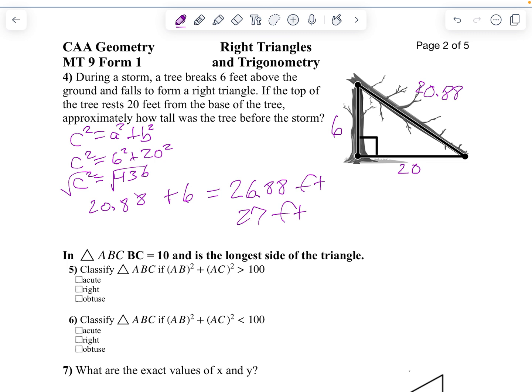Now, on questions 5 and 6, BC is along the side, and that's 10. So I want to compare c squared with a squared plus b squared. In other words, I want to rewrite this so c comes first. So it's 100 is less than ab squared plus ac squared. And since it's less than, that means it's acute. Some of you didn't flip that around.